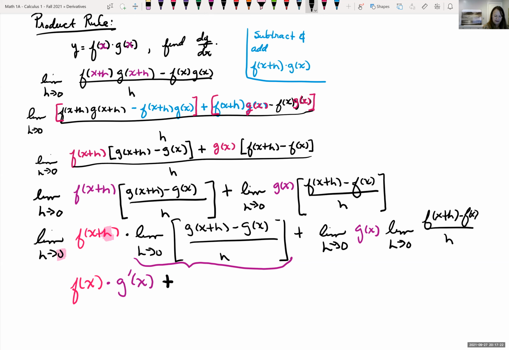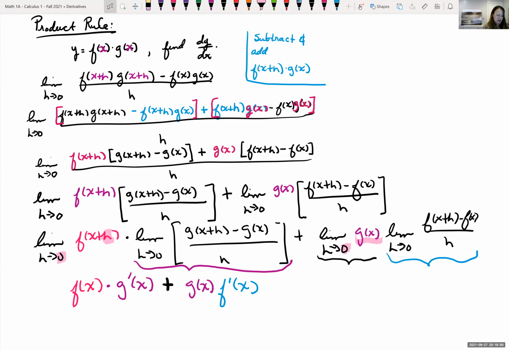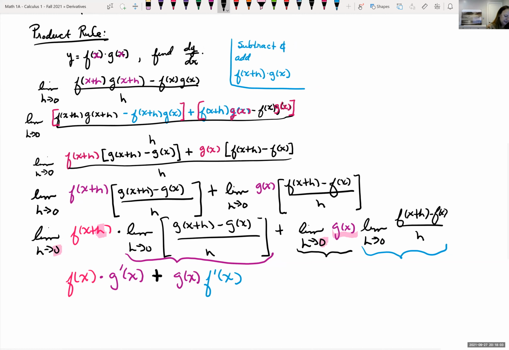Plus, now if you plug in 0 for h wherever you see an h in this g of x, well, there's no h in this g of x, and so I'm just going to bring down that g of x, times this limit as h goes to 0 of the difference quotient. That's the definition of the derivative of f of x, f prime of x. So this was all to find the derivative. This is dy/dx.